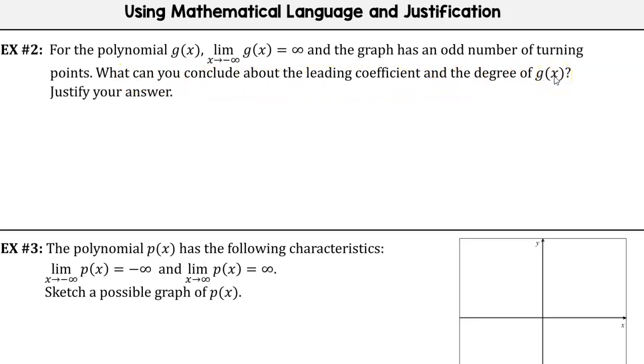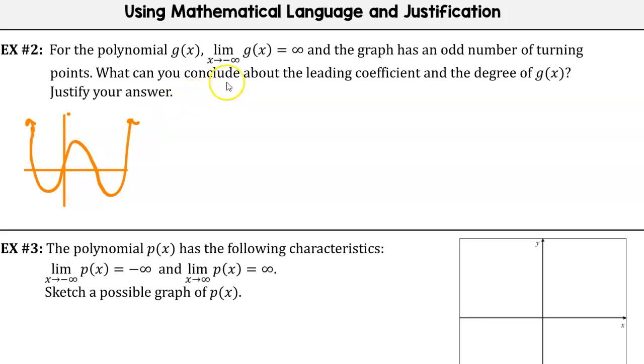As the graph has an odd number of turning points, what can you conclude about the leading coefficient? So it has an odd number of turning points. Let's say 3, and the left side goes up. So I'm going to say this is my left side of my graph. It's up here, and I have 3 turning points, right? Let's say 3. So I'm going to do 1, 2, and then 3. It has to go back up. So that must mean you have an even degree polynomial.